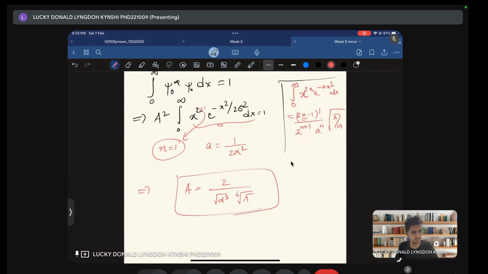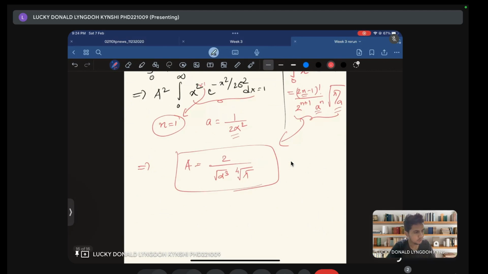Okay, you use this given standard equation, and this integration from 0 to infinity is equal to (2n minus 1) factorial by 2 to the power of n plus 1. You substitute the value of a, which is 1 by 2 alpha squared and root over pi. You will get A equal to 2 divided by alpha cube times the square root of pi. Okay, now you know what the constant is.